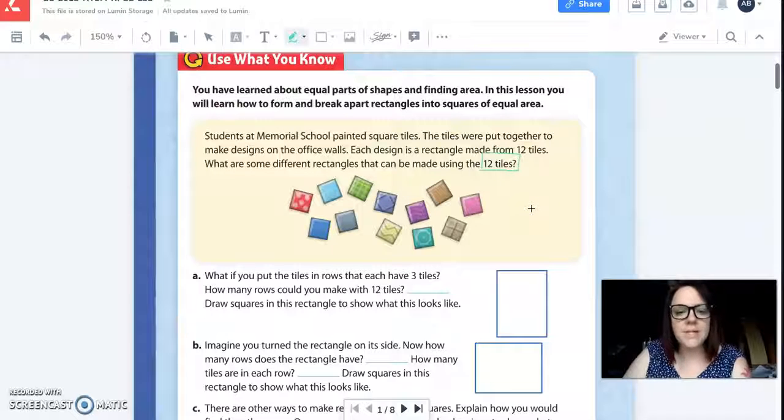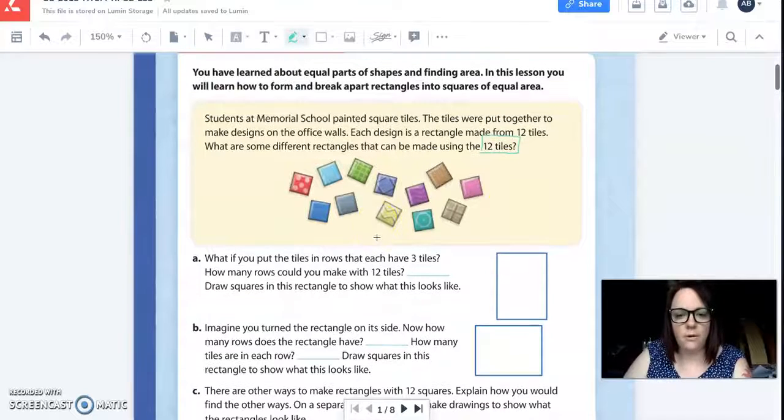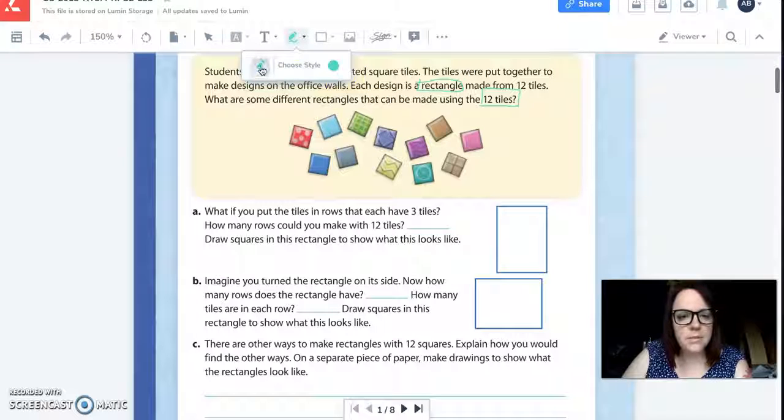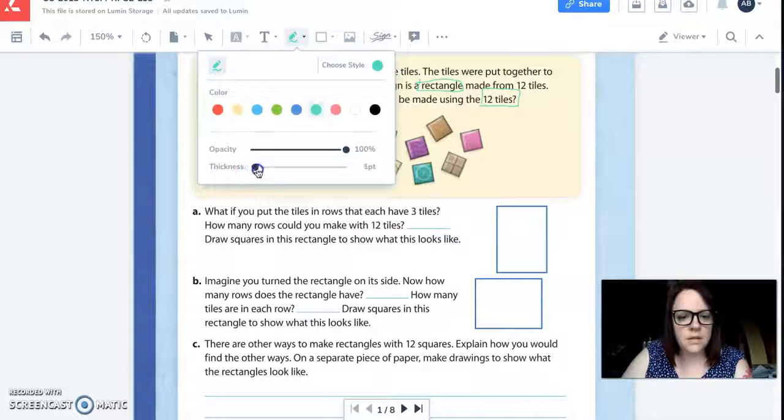Okay, they said they put them together to make designs on an office wall. Each design is a rectangle made from those 12 tiles. All right, what if you put the tiles in rows that each have 3 tiles? How many rows could you make with 12 tiles? All right, so draw squares in the rectangle to show what it looks like. All right, so we got this. Let's get a little bit bigger thickness. I don't want to do too much. And we'll draw it with, let's do red so we can see.